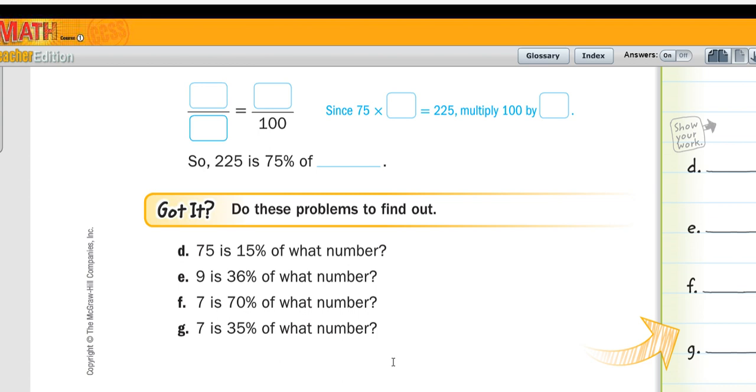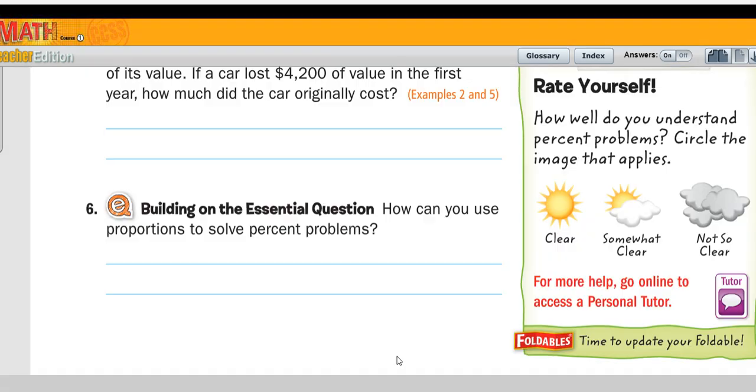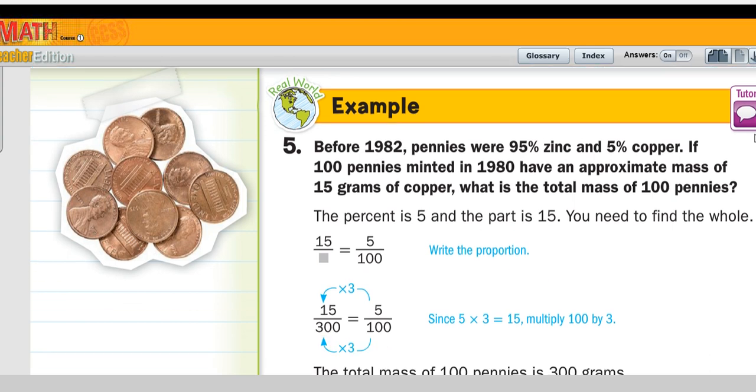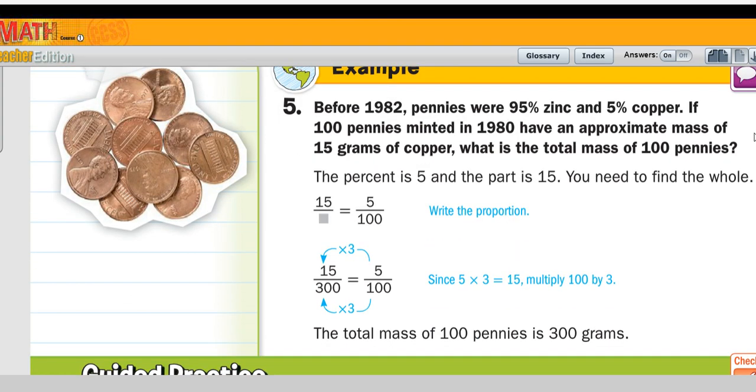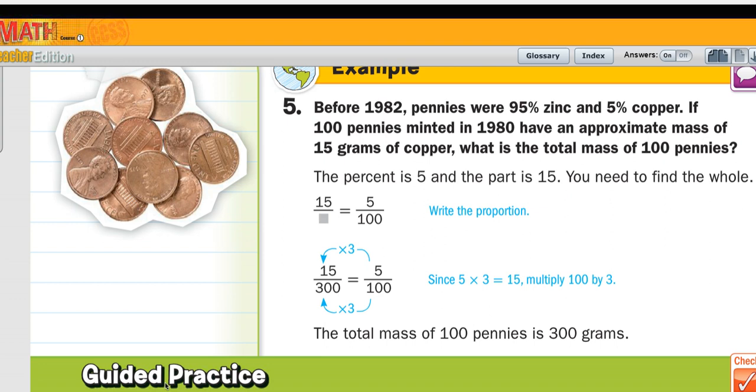Go to the top of 158 with me. Here you see a word problem. It works the same way. So before 1982, pennies were 95% zinc and 5% copper. If 100 pennies minted in 1980 have an approximate mass of 15 grams of copper, what's the total mass?